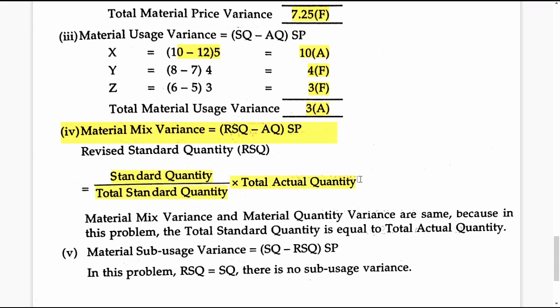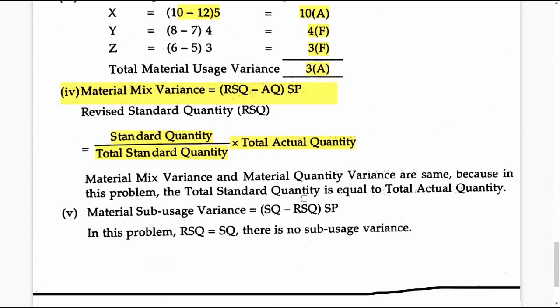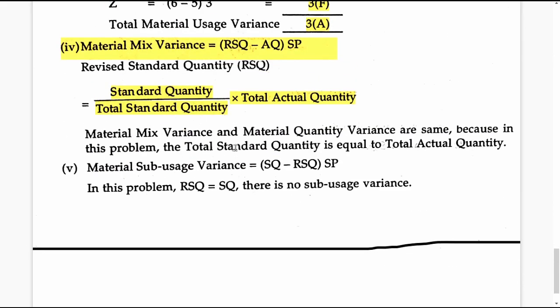Here you cannot calculate material mix variance. Why? The reason: the total actual quantity and the total standard quantity are the same in the problem. See, look at it, 24, 24. Since the total of actual quantity and the total of standard quantity are the same, you cannot calculate the material mix variance. Even if you calculate it, it would be the same as the material quantity or usage variance.